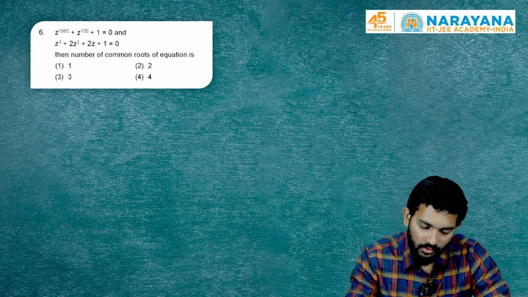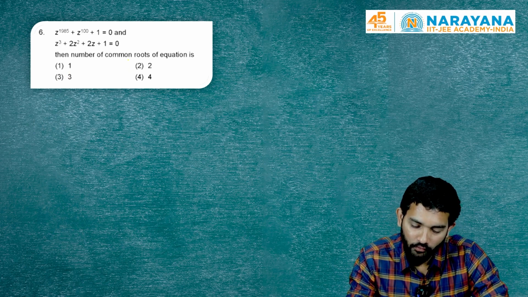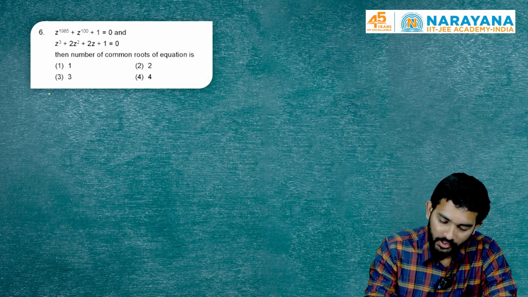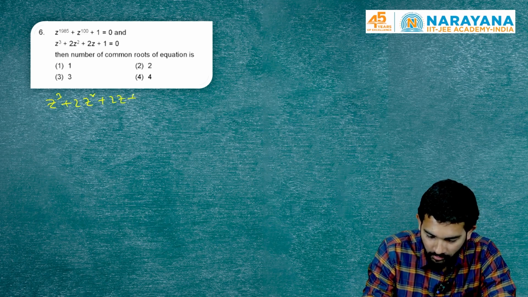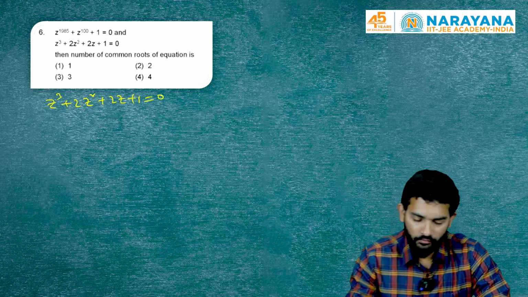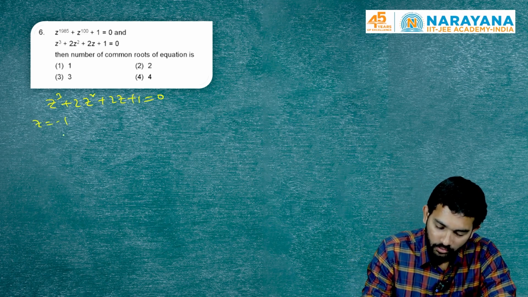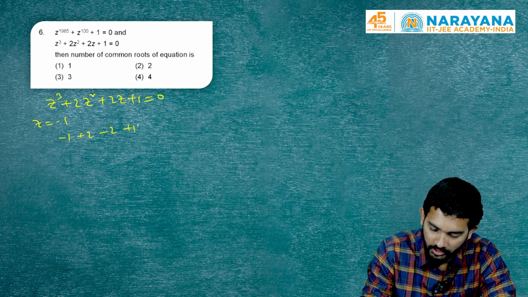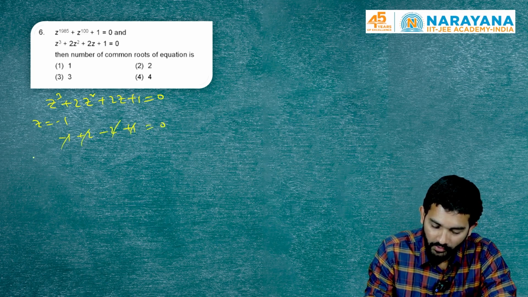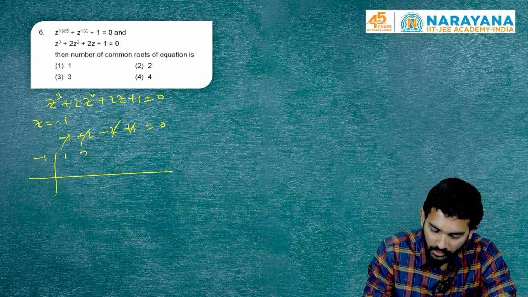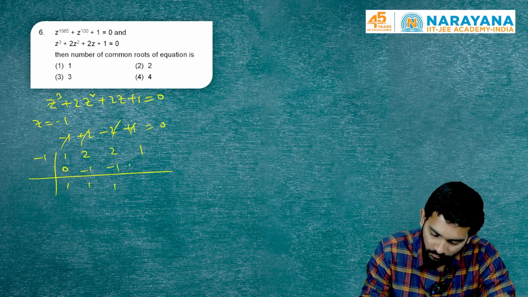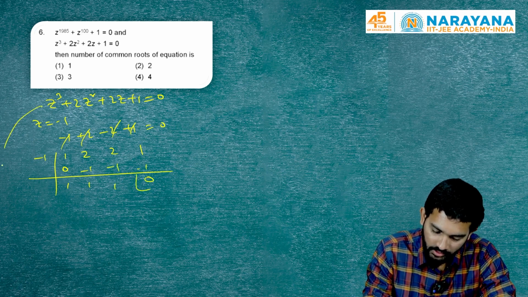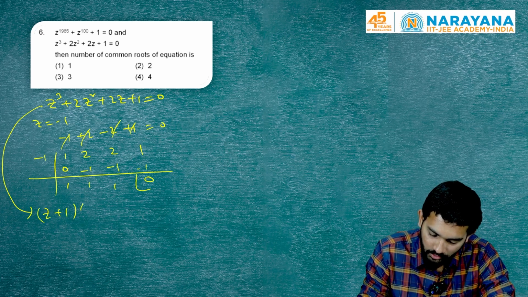Next, two equations are given and he is asking the number of common roots between these two equations. So if I take the second equation first, z cube plus 2z square plus 2z plus 1 equal to 0. Now from observation I can say z equal to minus 1 is a root, because minus 1 plus 2 minus 2 plus 1 is 0. So if I divide with minus 1, the coefficients are 1, 2, 2, 1; bringing down 1, then 1, 1, 0. This can be written as (z plus 1) into (z square plus z plus 1) equal to 0.